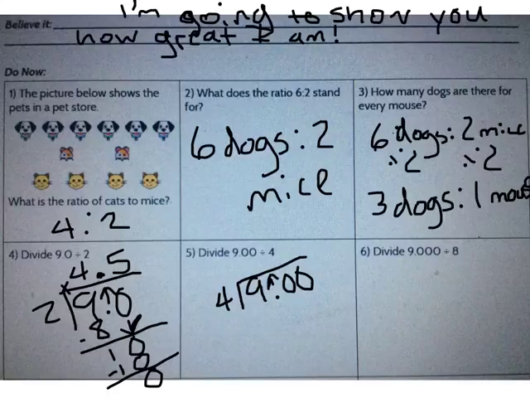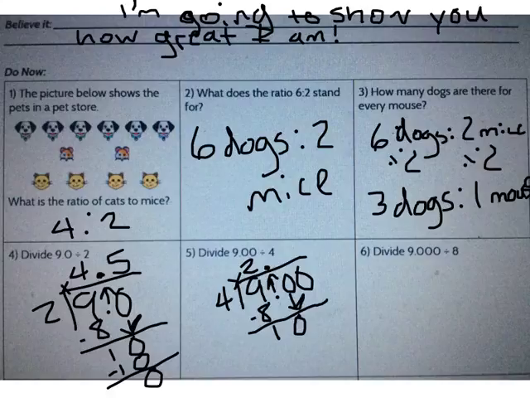The first thing I need to do is bring my decimal straight up. Now I can start my division. How many times does 4 go into 9? 4 goes into 9 2 times. What's 2 times 4? It's 8. When I subtract, I have 1 left over, and I can bring down my 0. How many times does 4 go into 10? 4 goes into 10 2 times.